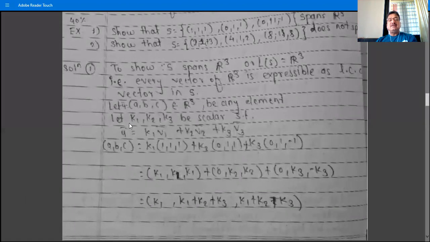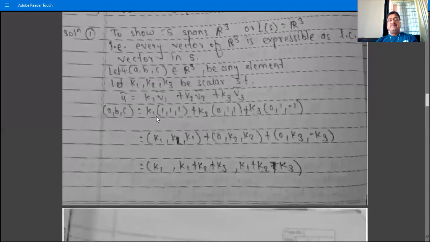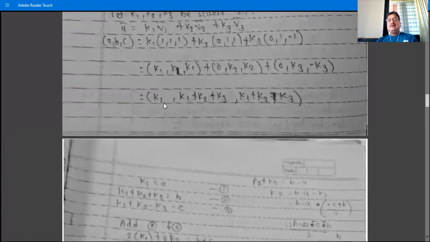So what is the first sentence? Let K1, K2, K3 be scalars such that U bar is equal to K1 V1 plus K2 V2 plus K3 V3. And then substitute U bar, V1 bar, V2 bar and V3 bar. And now apply the definition of scalar multiplication. We have this. Then apply the definition of addition of vectors in R3. We have this.